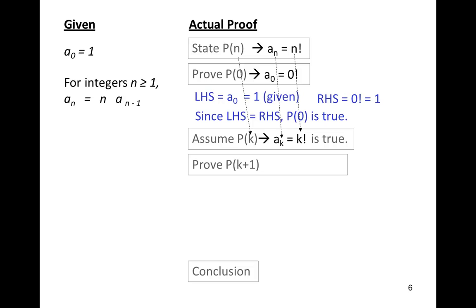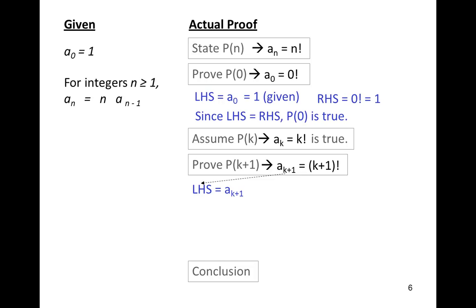Next, prove p of k plus 1. Replace all the n's with k plus 1, and we get p of k plus 1 to be a sub k plus 1 equal to k plus 1 factorial. And that is what we are going to prove. To do that, we start with the left-hand side, which is equal to a sub k plus 1.